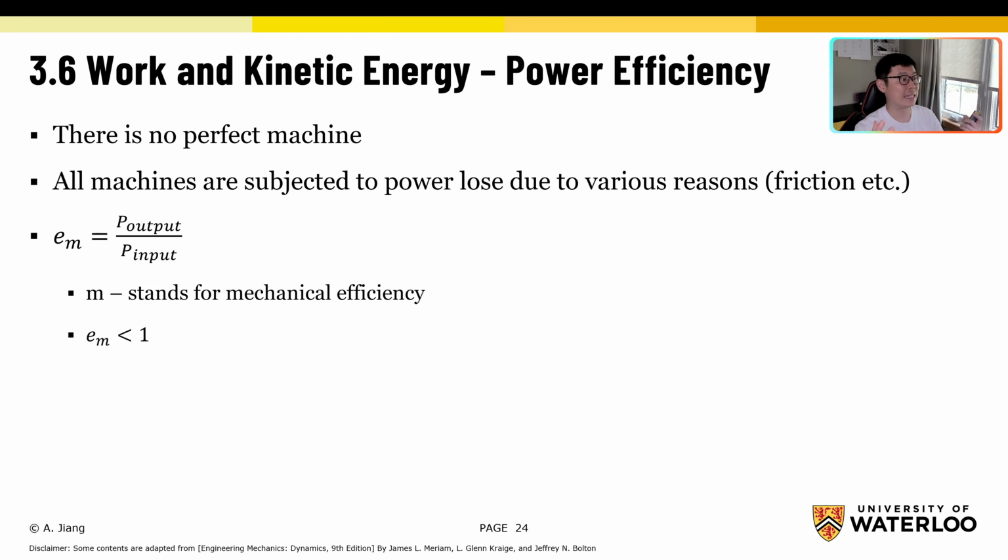The ideal case is when you're a super genius and came up with a 100% effective machine. It cannot be over 100% because your output can never be greater than your input. The best case scenario, your output equals your input. That gives you e_M equals 1. But in real life, e_M is always less than 1.